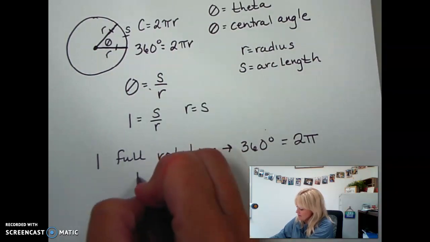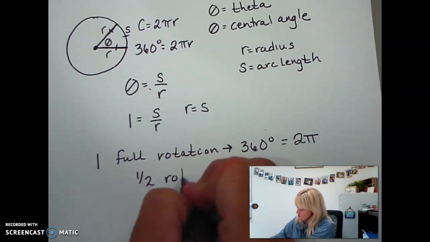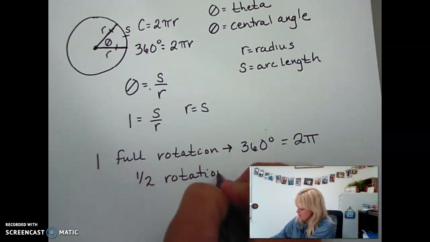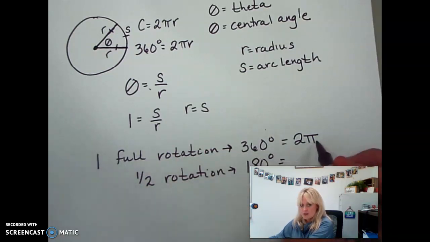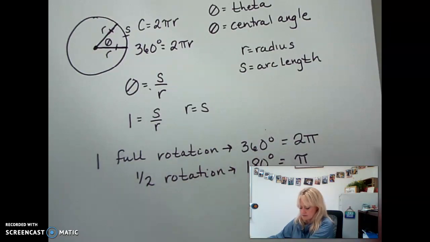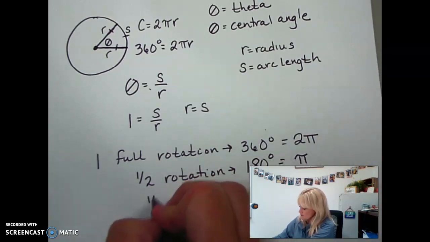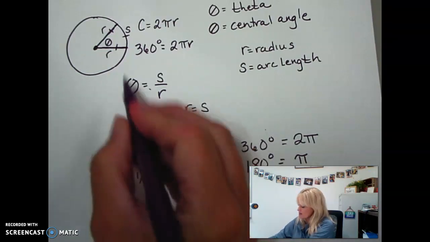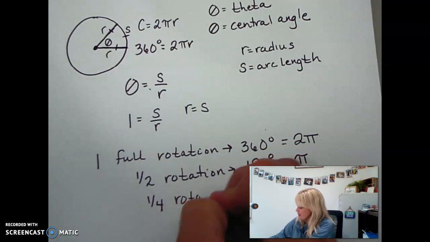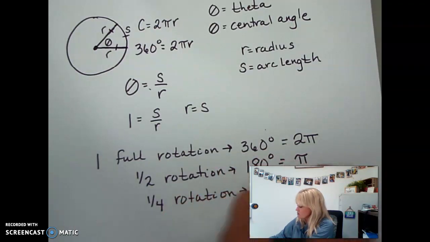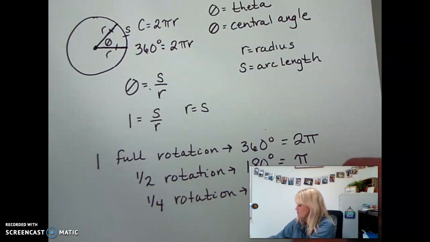That means half of a rotation. Well, half of 360 is 180 degrees, and half of 2 pi is 1 pi. A fourth of a rotation, you know as a 90-degree angle from yesterday, but today we're going to look at it in terms of radians, which is a half of pi.